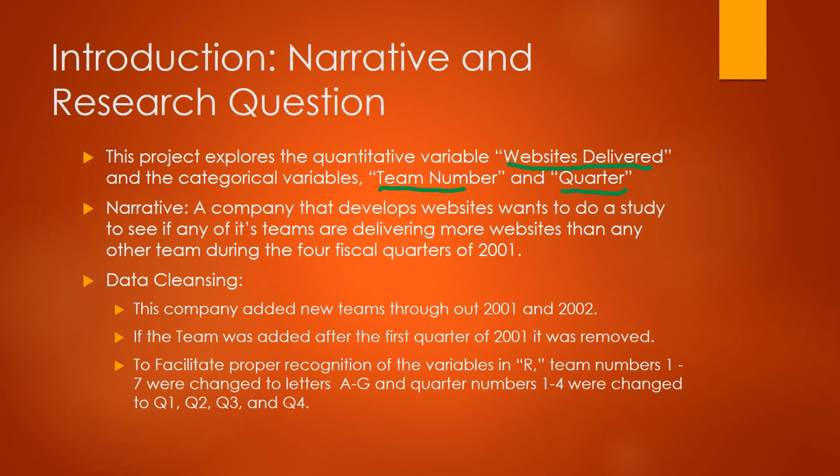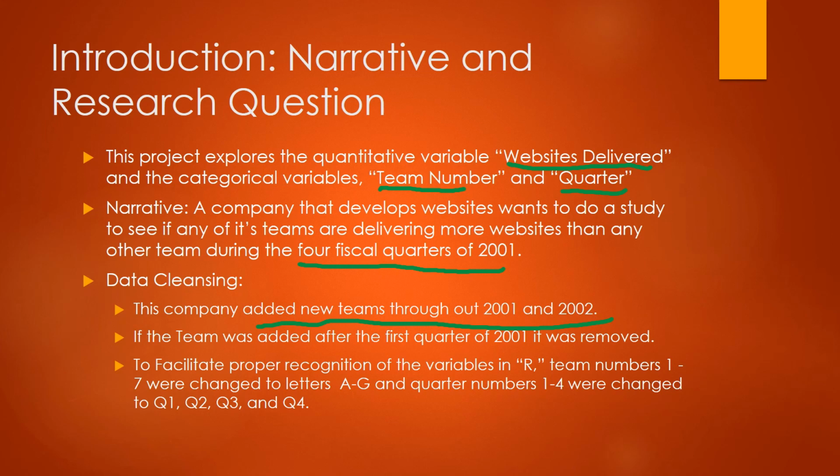And we did this study over our first year, which was the first 4 quarters of 2001. When I went through the data after I came up with this narrative, I noticed that the company was adding new teams throughout 2001 and 2002. So if a team was added after the first quarter of 2001, it was removed. So we're comparing apples to apples.